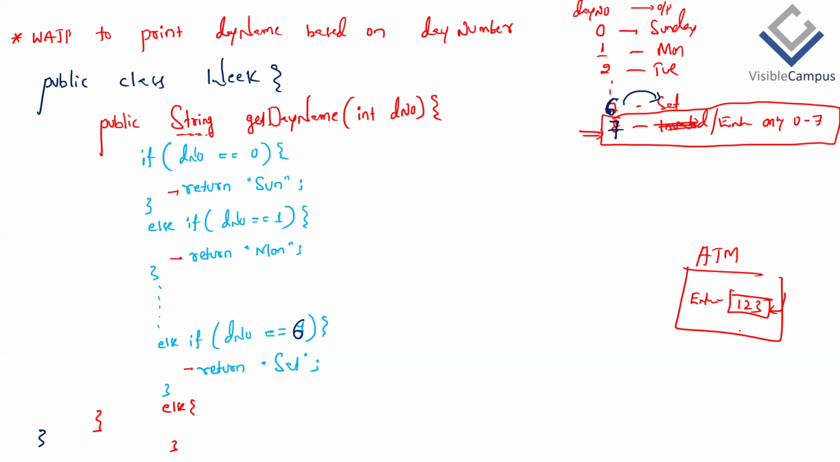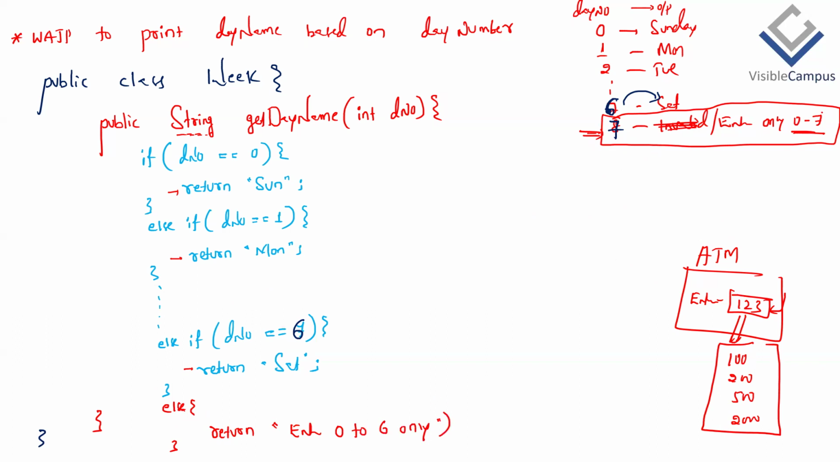So once we enter like this, what do we get? Enter multiples of only 100 or maybe 200, maybe 500 or maybe 2000, because these are the only available notes an ATM machine can dispense. In the same way, our program is also working for only 0 to 7. That's why we'll be using the else block. Now my question is, when we write the else block, inside it we have to use a return statement. Return, what's the return? Enter 0 to 6 only, because our program is based on 0 to 6 only. Correct or not? That's why we have to enter 0 to 6 only, followed by a semicolon.